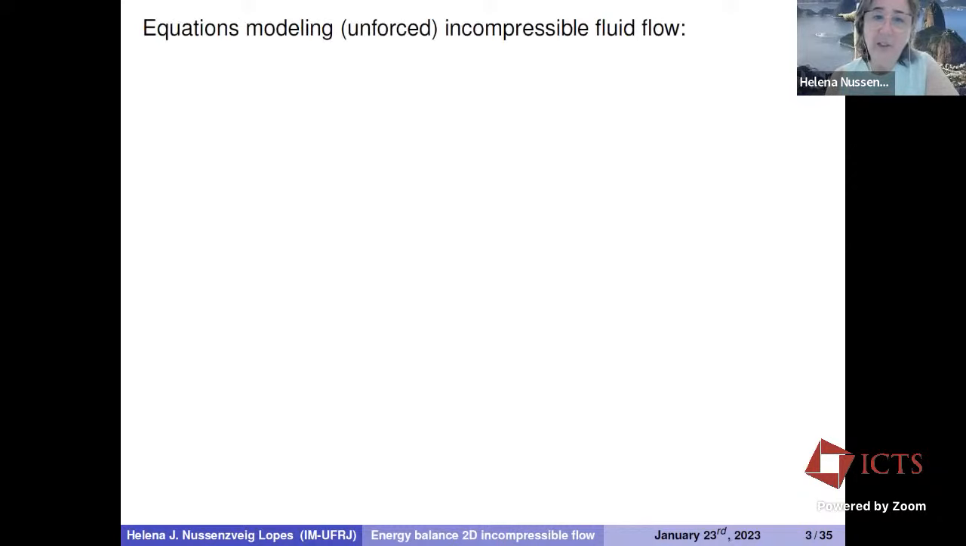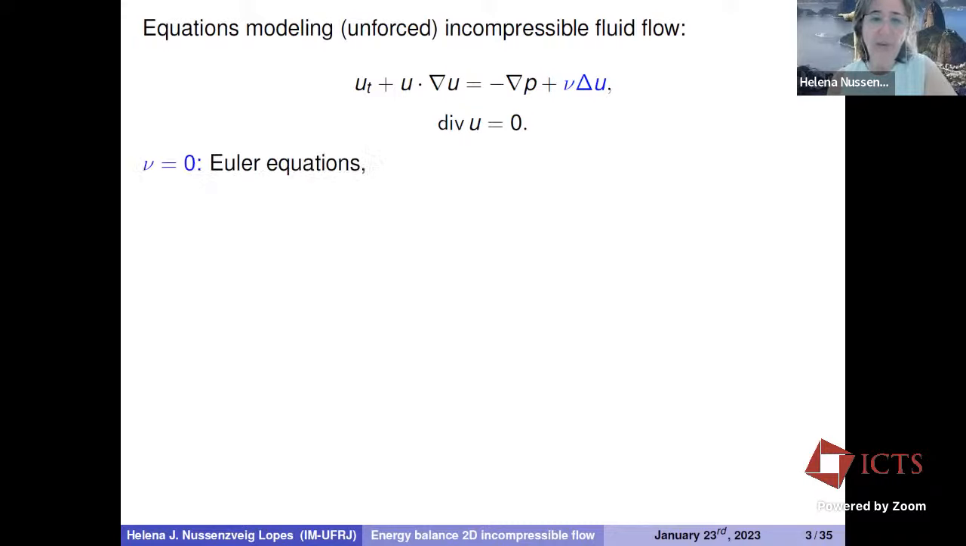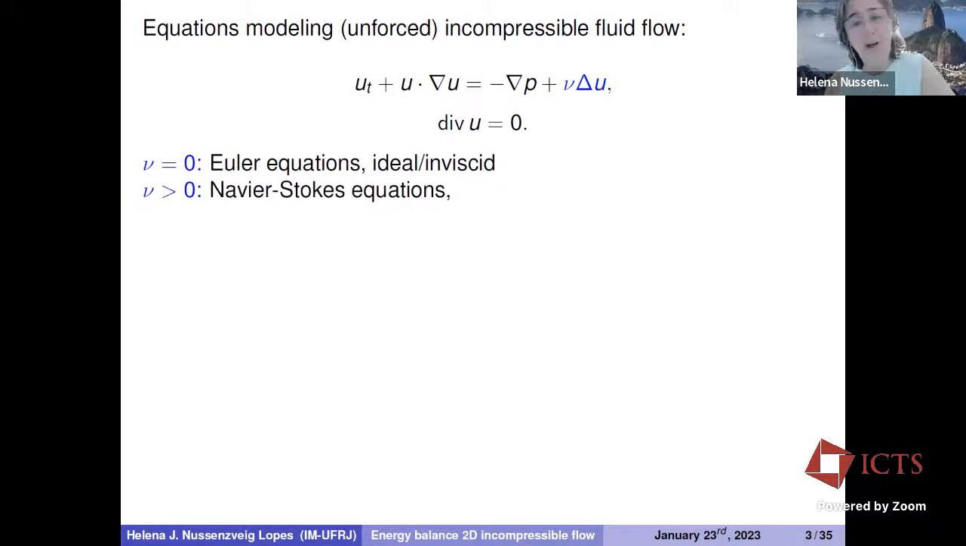Okay, so the equations modeling unforced incompressible fluid flow are given by U_t plus U dot grad U is minus gradient pressure plus nu Laplacian U, and divergence of U is 0. And nu equals 0 corresponds to the Euler equations, which are a model for ideal inviscid fluid flow. And nu positive corresponds to Navier-Stokes equations, which are a model for viscous flow.